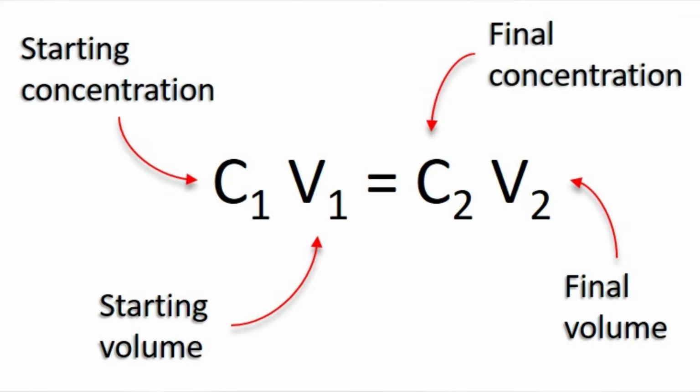If we know any three values for this equation, we can find the fourth value by substituting in the known three values and solving for the fourth value. This is how we find the final concentration for our diluted solution, by substituting in the values for C1, V1, as well as V2 to find C2.